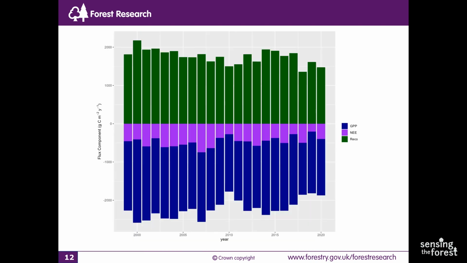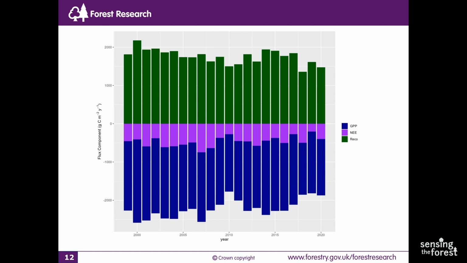So my research looks at this net carbon balance, in the light purple, over many, many years. And we can see there's a lot of interannual variation. So my research as a scientist is looking at what the sources of those interannual variations are.